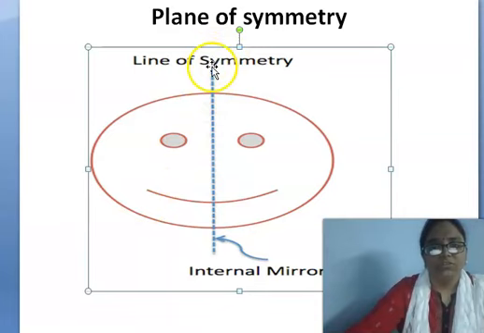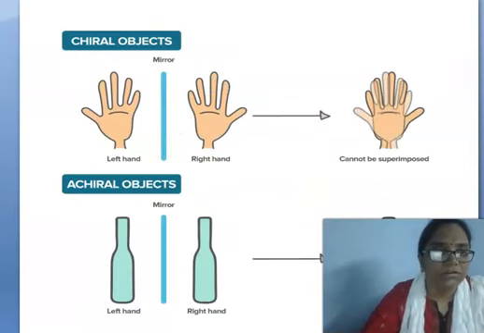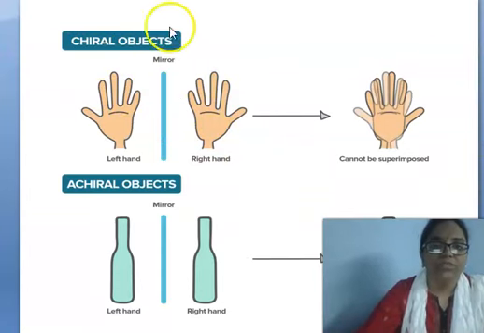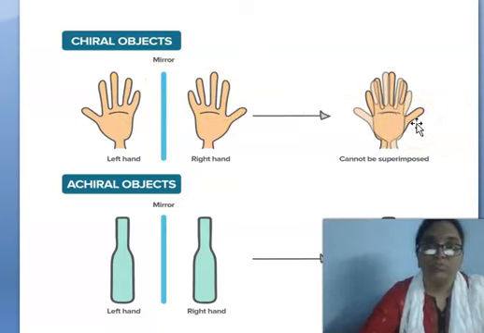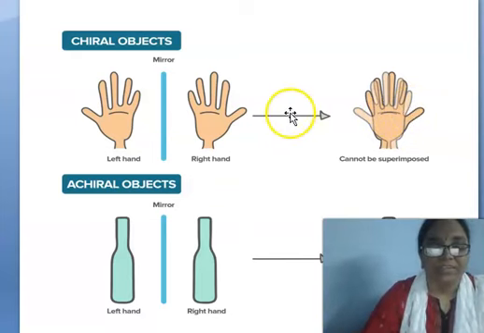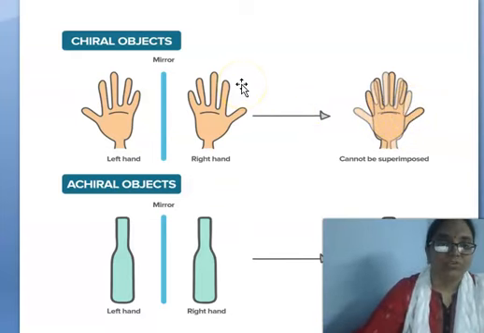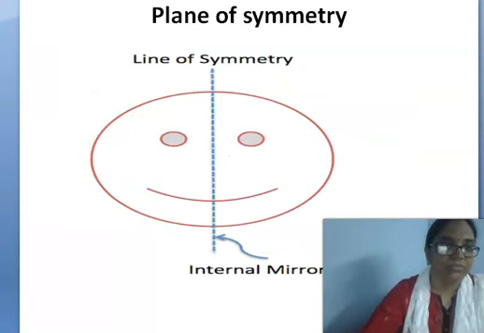Coming to the concept of plane of symmetry, before that we shall discuss this. This is an example of a chiral object: your left hand and right hand. Your left hand is a mirror image of your right hand and vice versa. But are they superimposable? No, they are not superimposable mirror images. So it is an excellent example of a chiral object. These are some examples of achiral objects.